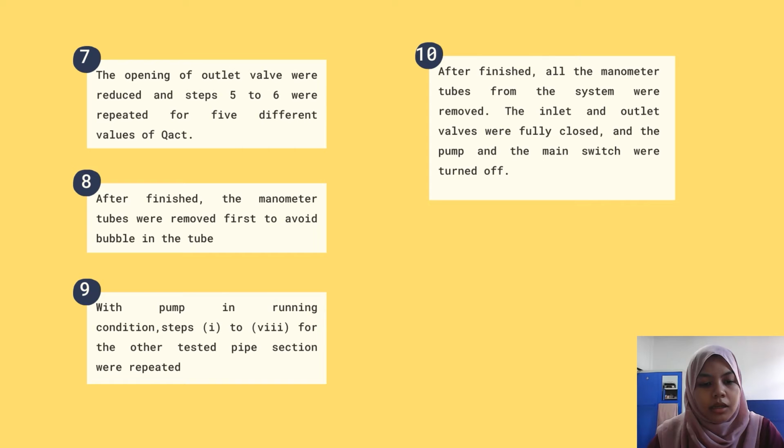With the pump in running condition, steps 1 until 6 for the other tested pipe sections were repeated, meaning that we substitute the pipe with another type of pipe, and then we repeat the steps again. And for the last one, after finishing, all the manometer tubes from the system were removed, the inlet and outlet valves were fully closed, and the pump and the main switch were turned off.